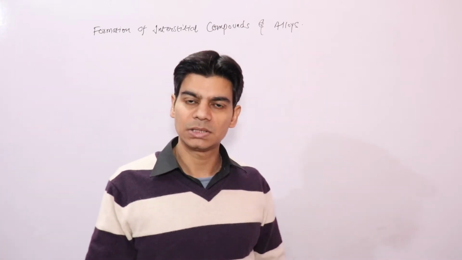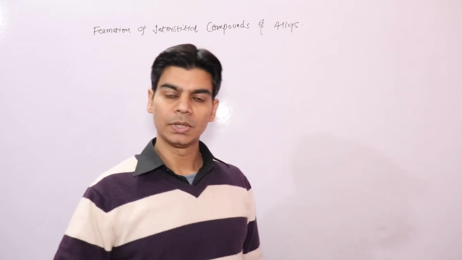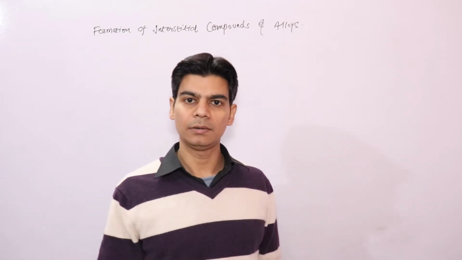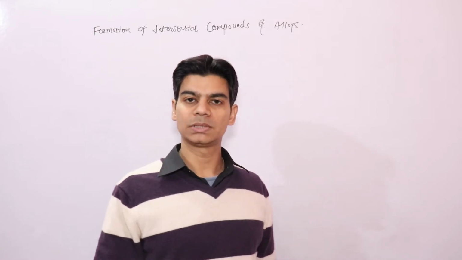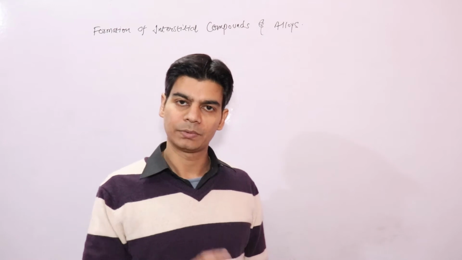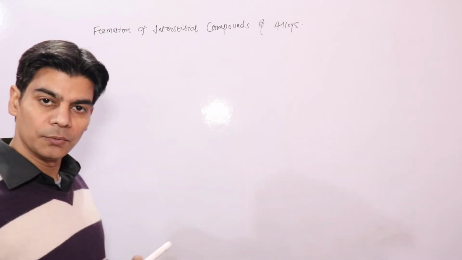We know iron is a transition element, and it can form alloys with manganese, tungsten, chromium. So why can it form alloys with other metals? Because chromium is a transition metal, and manganese is also a transition metal, so they can form alloys with one another.